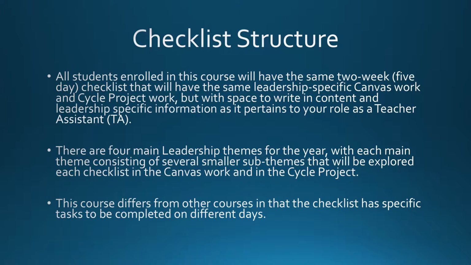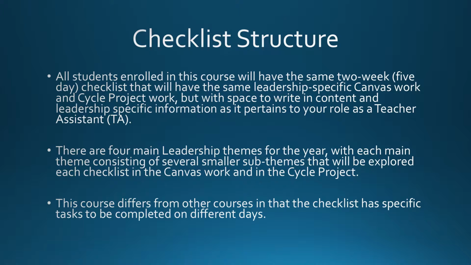There are 4 main leadership themes for the year, with each main theme consisting of several smaller sub-themes that will be explored during each checklist in the Canvas work and in the cycle project. And those are all explained in Canvas, very detailed. So each week in Canvas has its own theme. Each week of each checklist has its own theme.